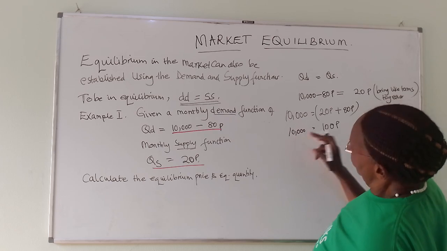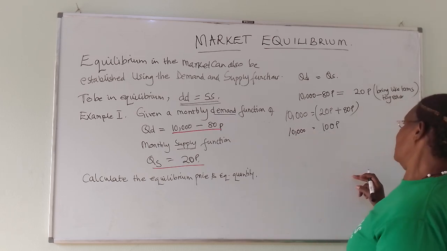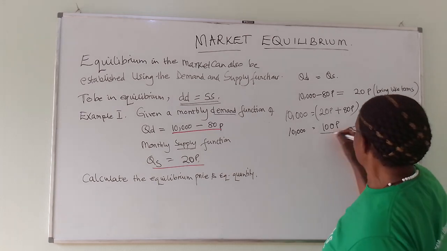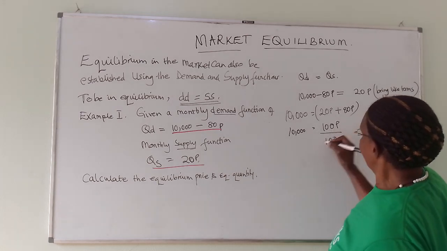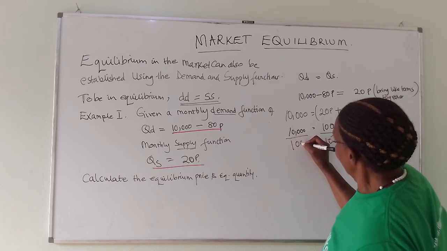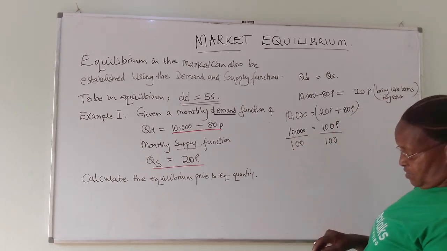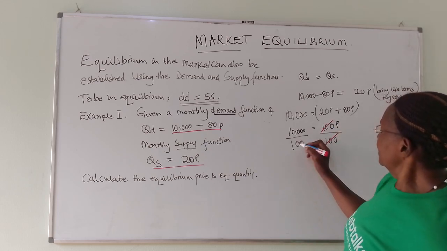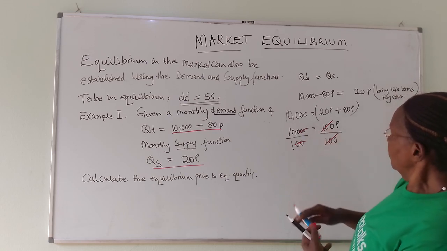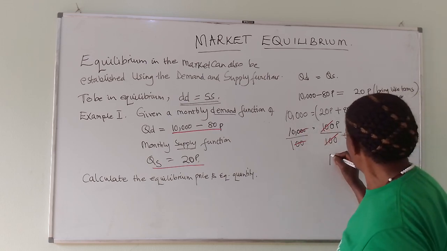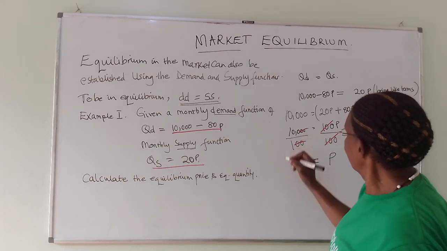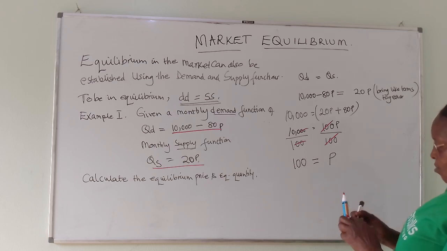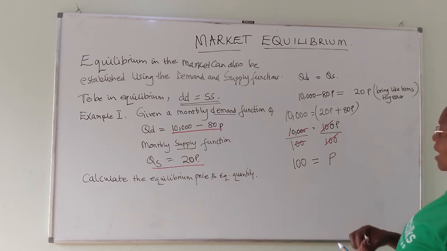So now we have 10,000 equals 100p, but we want to find p, which is the price, and we have to divide each side by 100 so that you are able to get your p. Here the 100 cancels, and these two zeros can go, and you find that the p remaining is 100. So our price is 100, or our equilibrium price is 100.